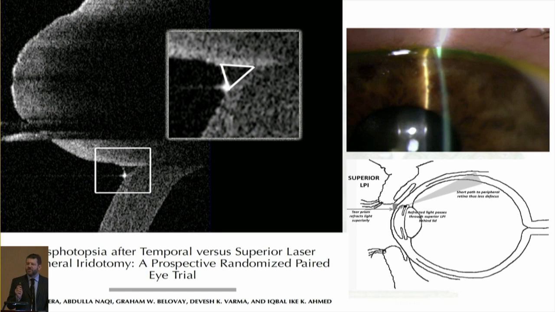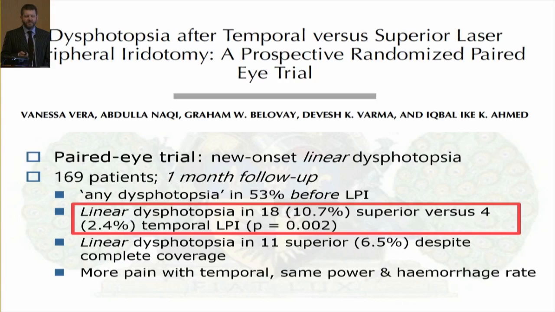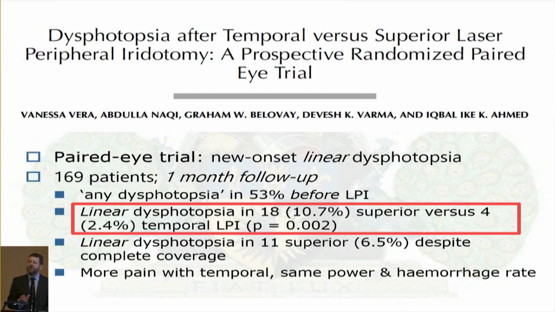Ike Ahmed nicely showed with some diagrams from anterior segment OCT that it seemed to be the prismatic effect of the tear film prism at the meniscus with the upper eyelid that seemed to be bending light through those peripherally placed but not completely covered iridotomies. He did a trial on the basis of that, particularly looking at linear dysphotopsia, and showed that a proportion of patients with troublesome symptoms was less if you placed a temporal laser iridotomy.